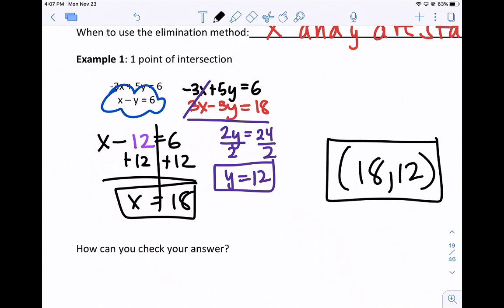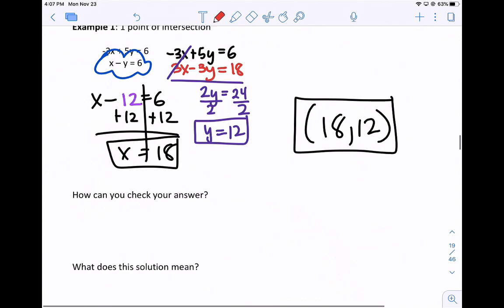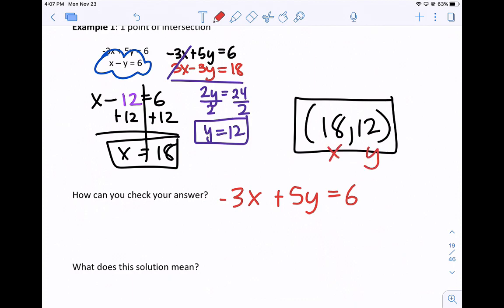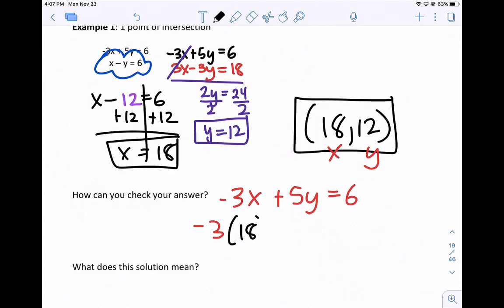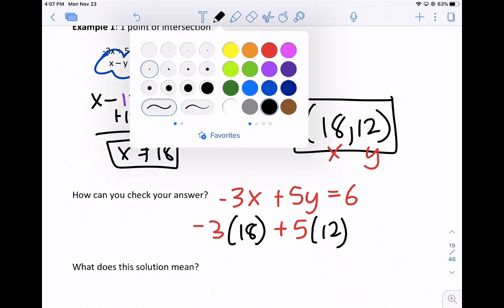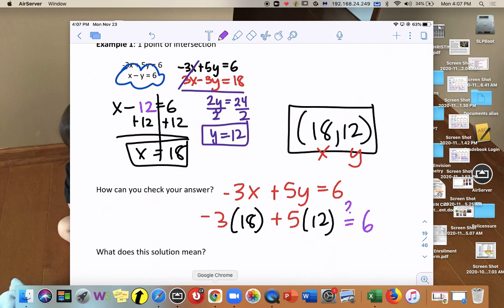How can we check our answer? We can plug into the equation that we didn't use. So that equation was the top one, it was negative 3x plus 5y equals 6. I'm going to plug in for x and y and see what I get. So negative 3 times 18 plus 5 times 12. I'm going to see, does that equal 6 right here? So I'm going to pull up my calculator here and I'll just type it in.